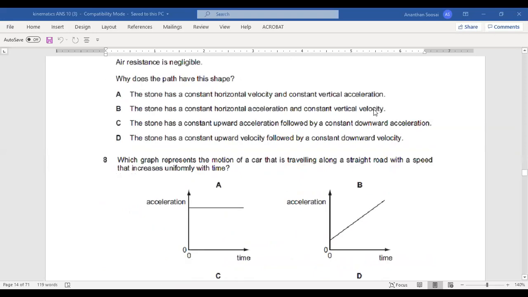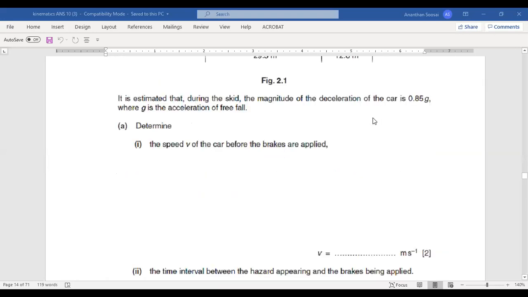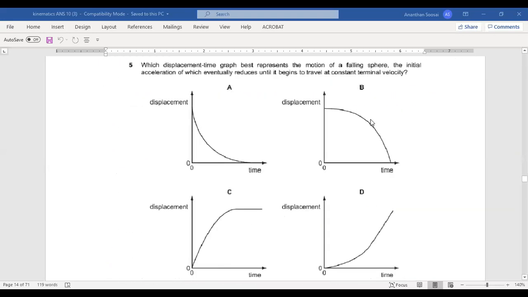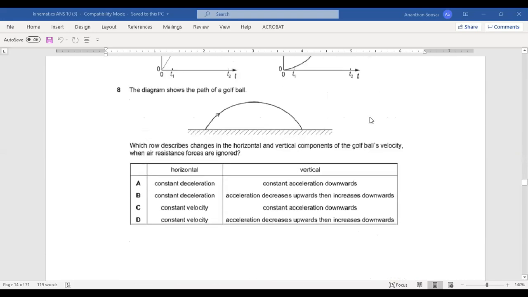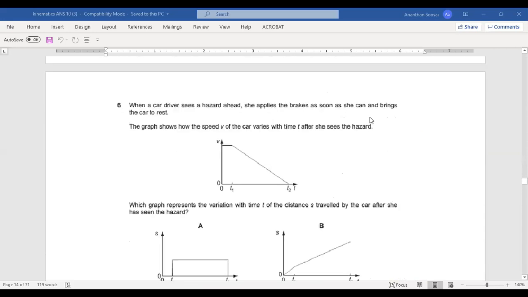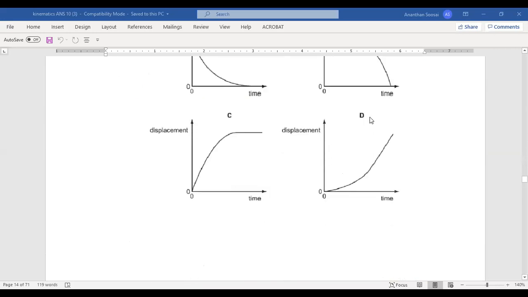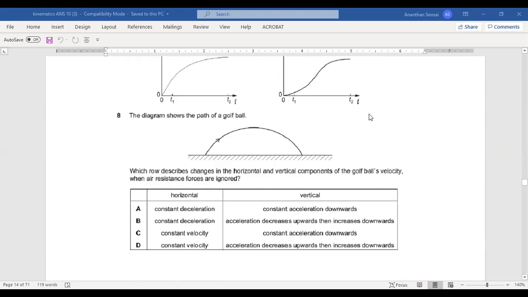Some more questions. This is going to be the last question. This one, question 8. What year is this? June 09, question 8.